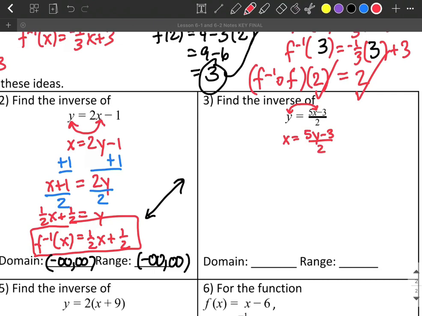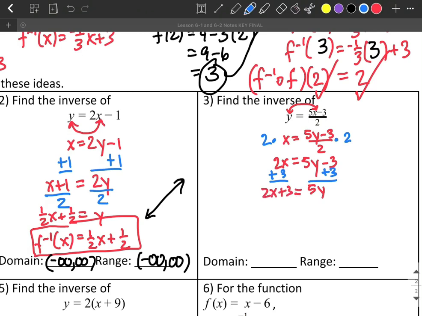First thing I'm going to do on both sides is get rid of the dividing by 2. So I'm going to multiply by 2 on the right-hand side to get rid of that 2 in the denominator. If I do that on the right, I do that on the left. And I have 2x is equal to 5y minus 3. Then from there, I'm going to add 3 on both sides. That gives me 5y is equal to 2x plus 3.